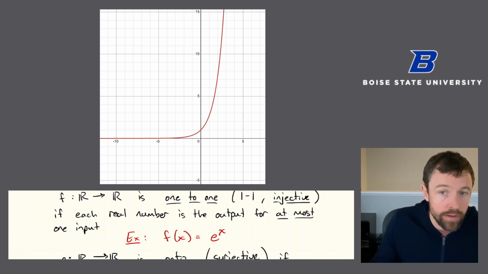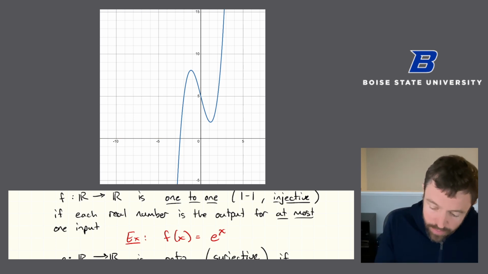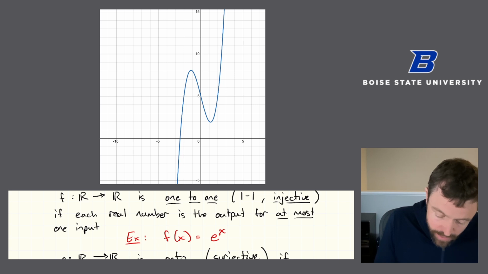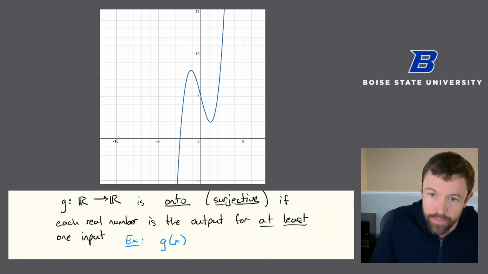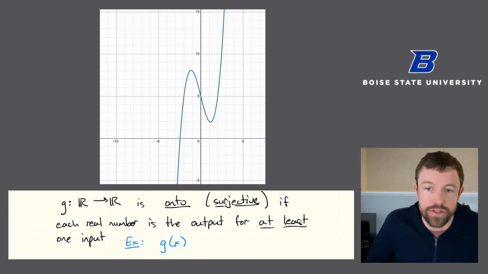And for this one, I'll do an example. We'll get rid of e to the x. We'll talk about later whether that's onto. We'll look at this function here in blue that I'll call g of x. So g of x is onto if each real number is the output for at least one input.